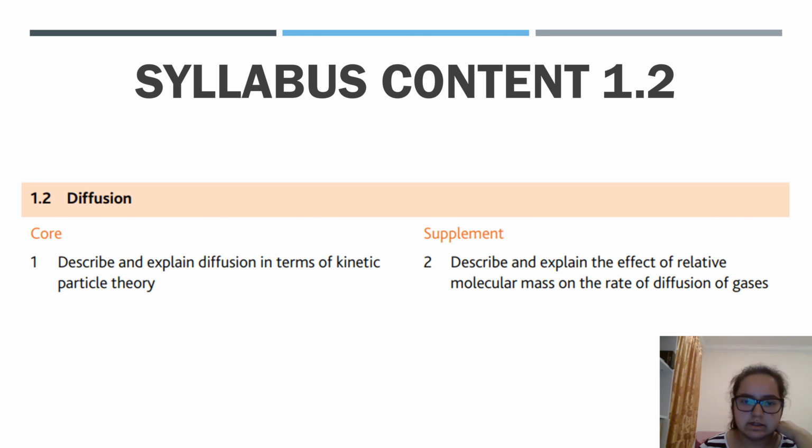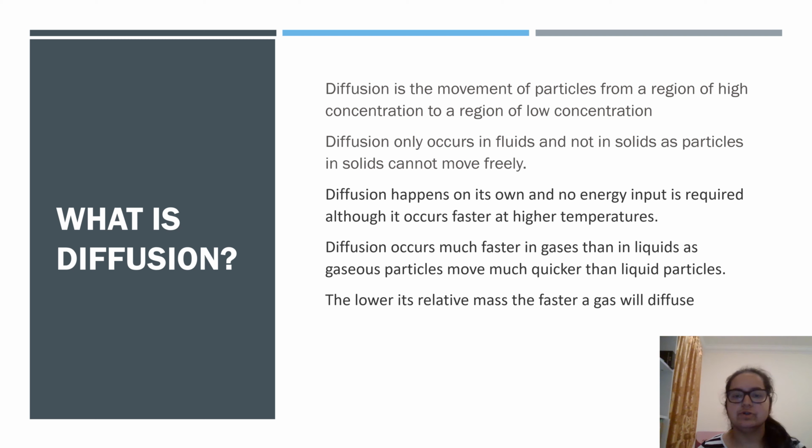Now this is the syllabus content 1.2, in which we learn about diffusion, and we explain diffusion in terms of kinetic particle theory. We also learn about the effect of relative molecular mass on the rate of diffusion of gases. So let's start. What is diffusion? Diffusion is the movement of particles from a region of high concentration to a region of low concentration. Diffusion only occurs in fluids and not in solids, because particles in solids cannot move freely.